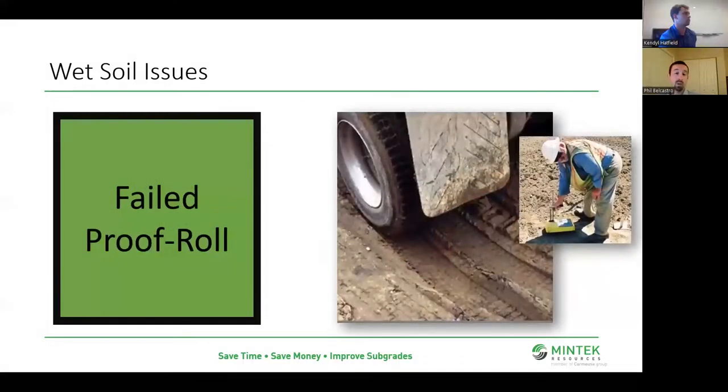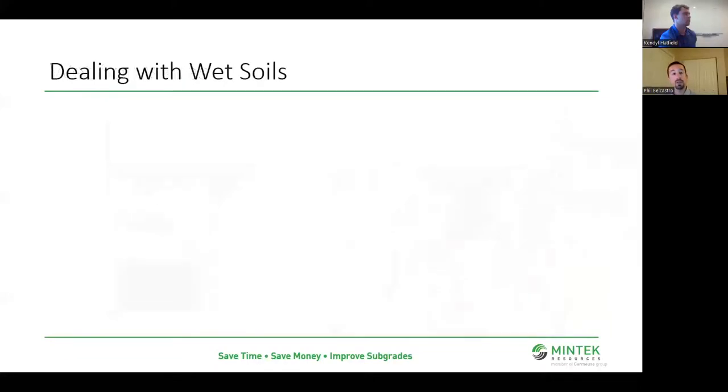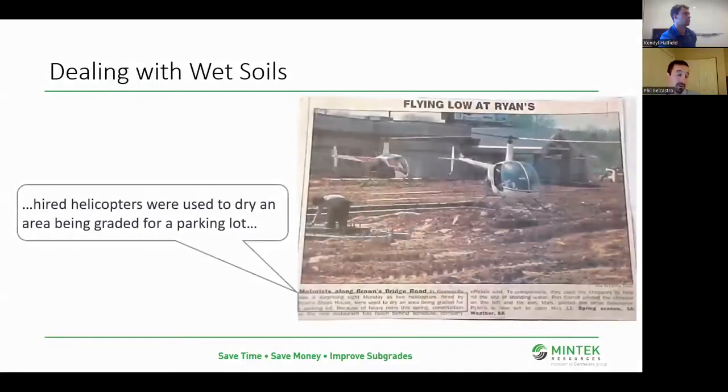But without a doubt, one of the main reasons we get calls is, hey, I've got my loaded triaxle out here. We are failing our proof roll. My field tech's out there with his nuke gauge saying we're nowhere near OMC. What can I do? So you can do what some folks did years ago.